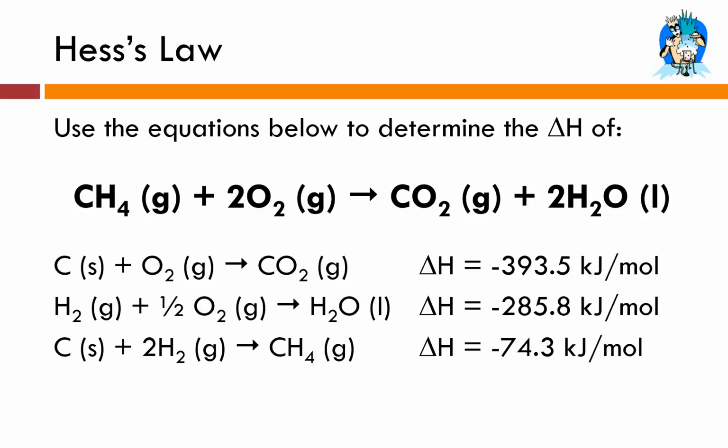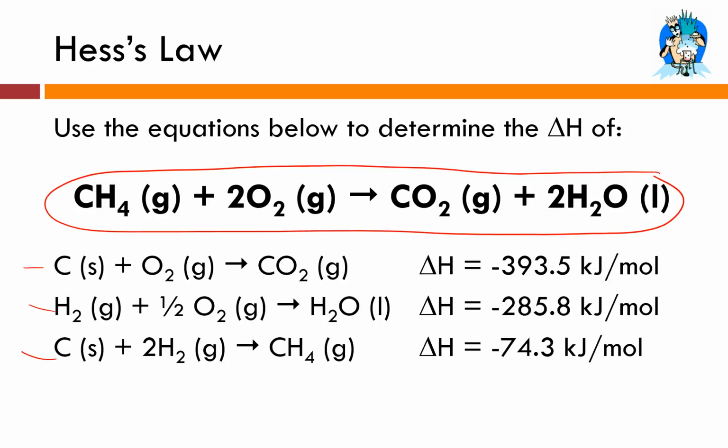And here are the three that we have. So we know that carbon plus oxygen makes CO2, and we've got this delta H value. We've got the formation of water and its delta H value. And we have the formation of methane and its delta H value. And we're going to try to manipulate these three steps or these three reactions so that we can get an overall reaction of that. And this is where the part of Hess's law being more like a puzzle is going to come into play.